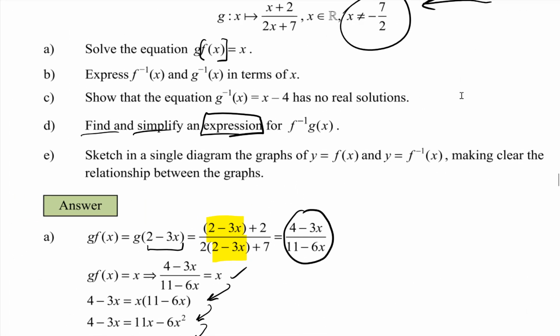Last part here: sketch in a single diagram the graphs of y equals f of x and y equals f to the minus 1 of x, the inverse, making clear the relationship between the graphs. That last bit is just asking you to make sure that on your graph you draw a dotted line for the line y equals x. So you can clearly see that one graph is a reflection of the other in the line y equals x.